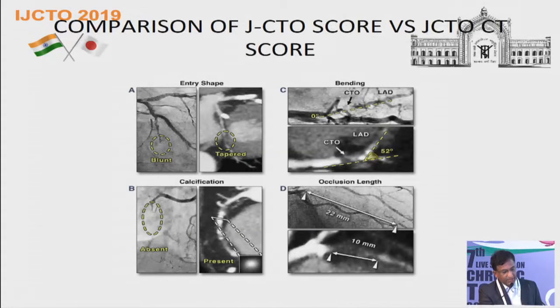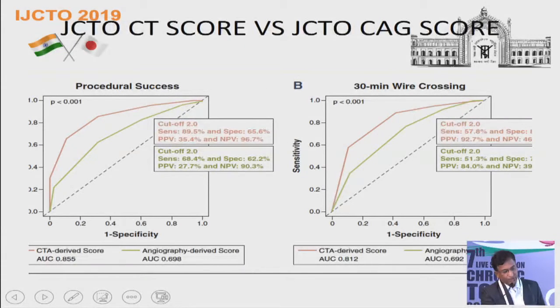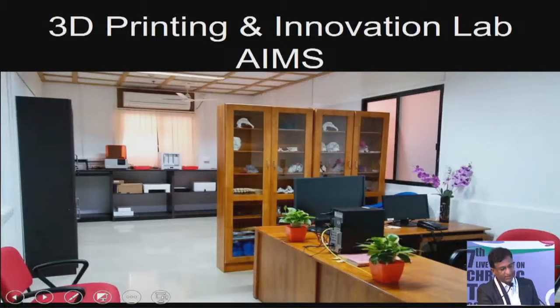These examples show you that you can pick up extensive calcification by CT, which may not be seen on conventional angiogram. This is another study which showed that the JCTO score, as well as predicting the procedural success and 30-minute wire crossing, had an area under the curve that was far superior with the CT angiogram versus the conventional angiogram.